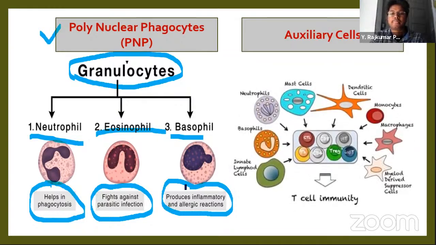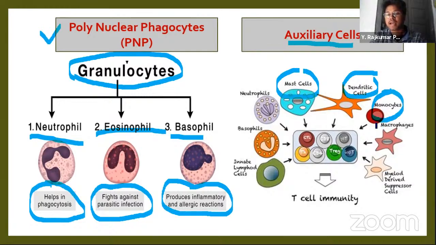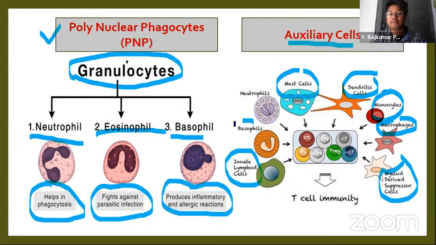Okay. Next, auxiliary cells. Auxiliary cells are the helping cells of the immune system. Examples: mast cells, dendritic cells, monocytes, macrophages, myeloid-derived suppressor cells, innate lymphoid cells, basophils, and neutrophils. Okay, these are all called auxiliary cells. They do not produce any antibodies, but they help in the mechanism of the immune system. Hence, they are called auxiliary cells.